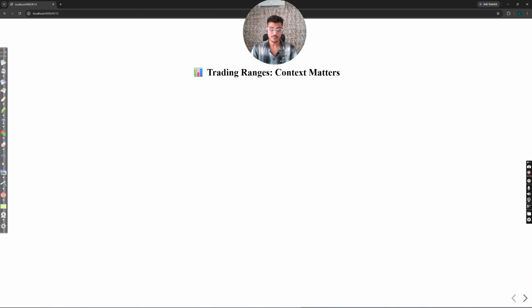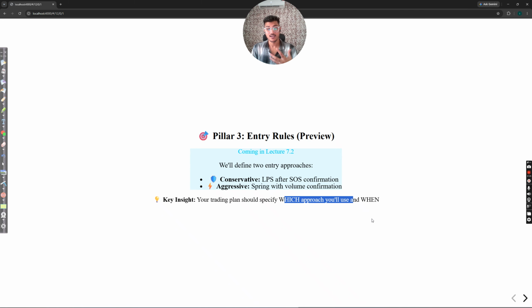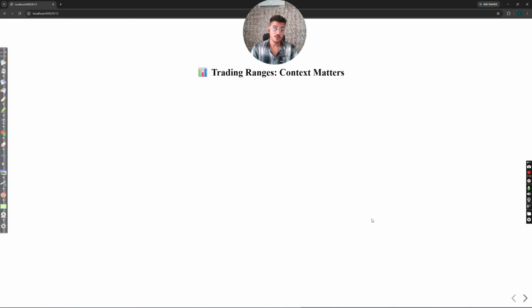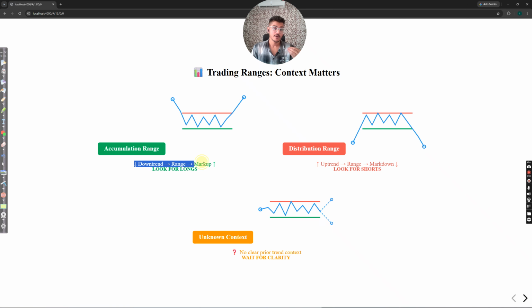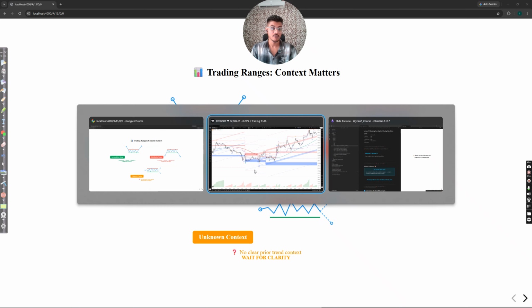This is where we'll apply which approach you'll use and when. So let's discuss the trading ranges where we're going to be applying pillar 3 in context. If my LPS and all this stuff is happening in an accumulation range, that's a very high probability trade, and the context applies there: after the sign of strength, I'm going to take that trade. Where an accumulation range forms, I've told you guys, downtrend, range, then markup phase, so we need to look for long trades.